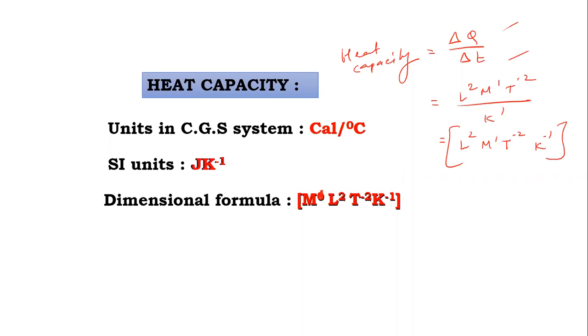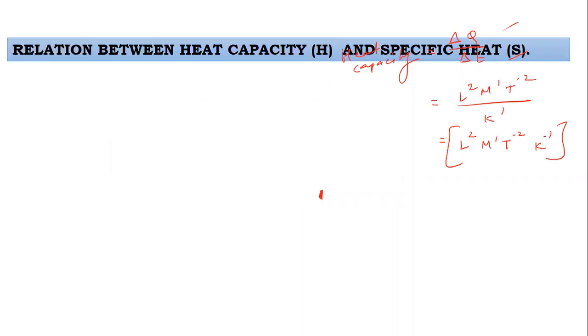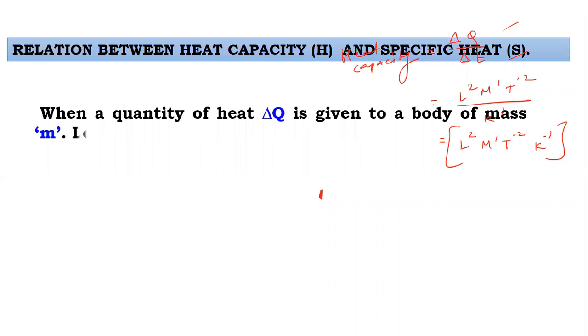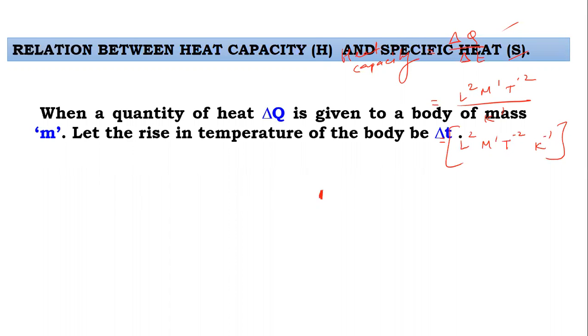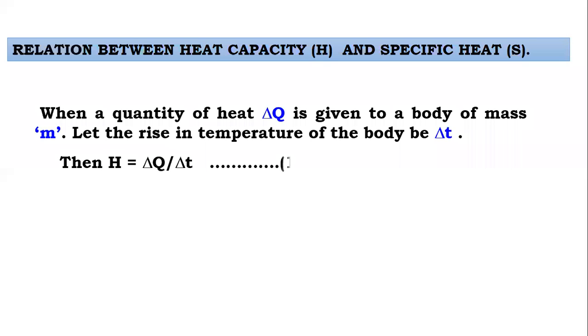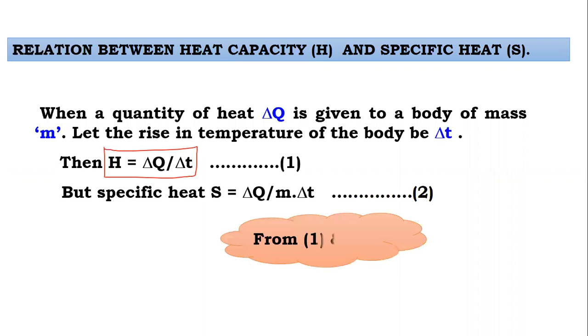Then after that, the relation between this heat capacity and specific heat. For that, we consider both the formulas. Heat capacity is given by this formula, so equation number 1. The specific heat is given by the formula Q upon M delta T. Only here M is extra in this specific heat. Otherwise, H and S are near about the same formulas.